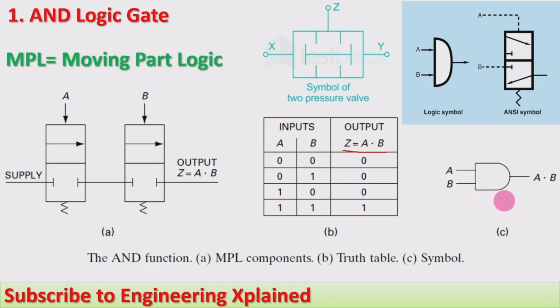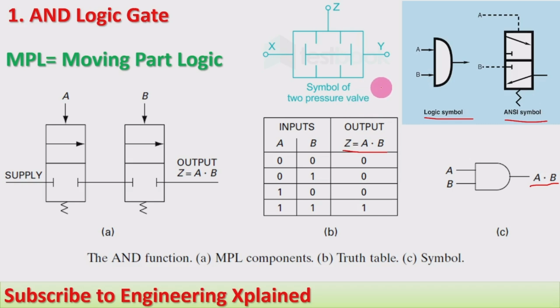That is symbolically represented like this: A, B, and the output will be A into B. And the symbol we can represent as the logic symbol, A and B, with the output here. And this American National Standards Institute symbol, which is used in pneumatic circuits, is used for the AND gate. And in the circuit we are also going to show it symbolically as a symbol of a two pressure valve.